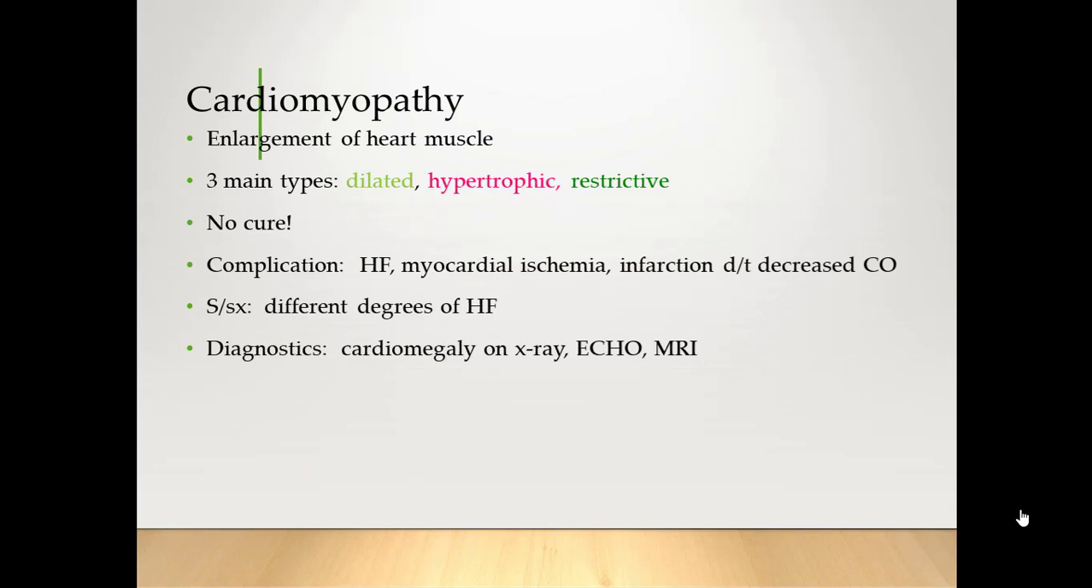Cardiomyopathy. I feel like we're just slamming these out here. It is basically the enlargement of the heart muscle. There's dilated, there's hypertrophic, and there's restrictive. There's no cure for cardiomyopathy.